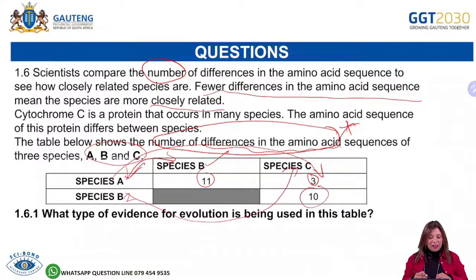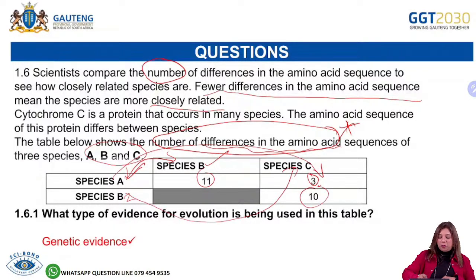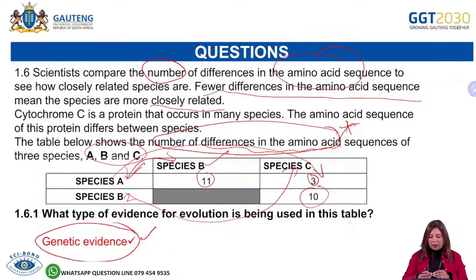Okay? Let's see. What type of evidence for evolution is being used in this table? Can it be fossil evidence? No. Nowhere here does it say fossil. Don't go write fossil evidence. You must look to see what information are they giving. Did they give a picture of islands and land? No, they did not. But what they did give is amino acids. And we know that amino acids are involved in genetic evidence. Hence, we get that answer. Genetic evidence. So the minute you see amino acids, it's genetic evidence. Okay? In this particular question.